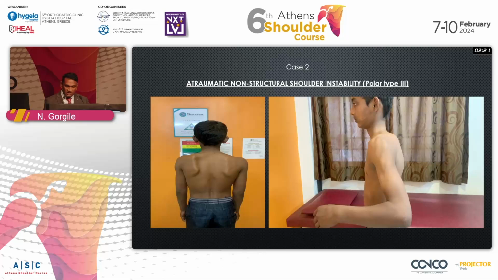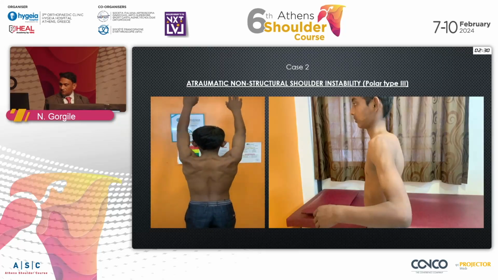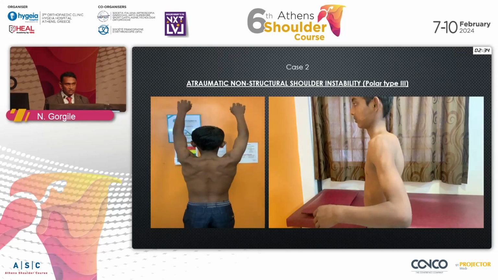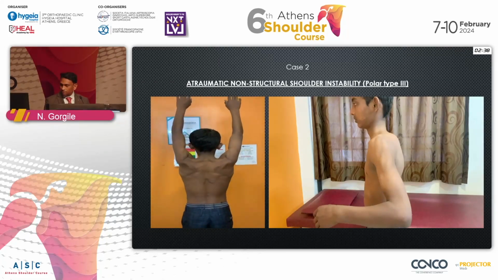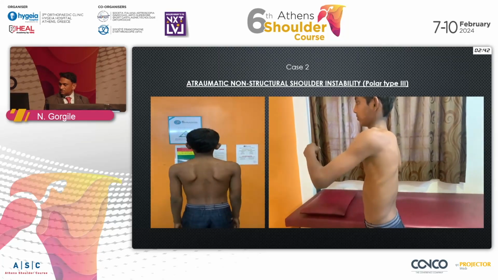I came across another patient, a very young 15-year-old boy, and he has had this problem for many years, and his parents could not recognize this problem. And see this?